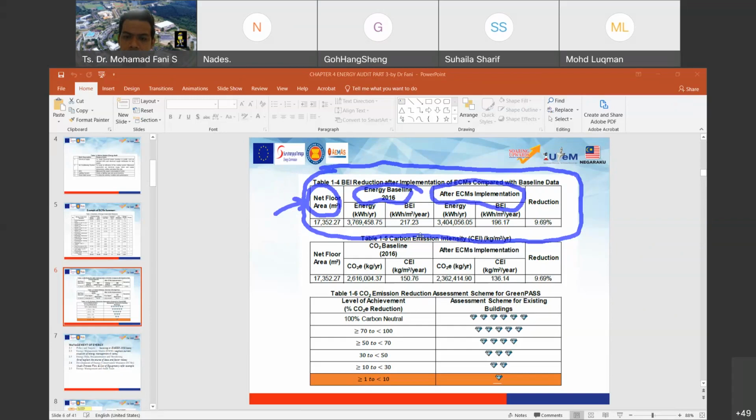The client can get this value of the energy, at least about 9.69% reduction. And for your assignment, I have just put 10% saving. You need to find how to get 10% saving based on the ECM. So try to suggest the appropriate ECM so that you can get the percentage of reduction over here by suggesting the ECM implementation, at a minimum of 10%.